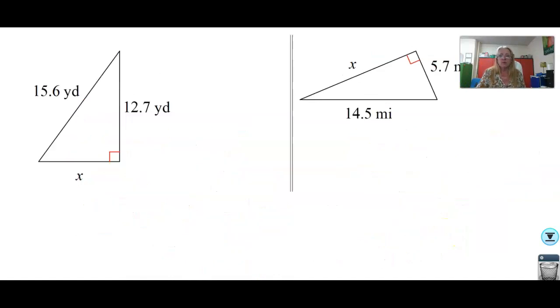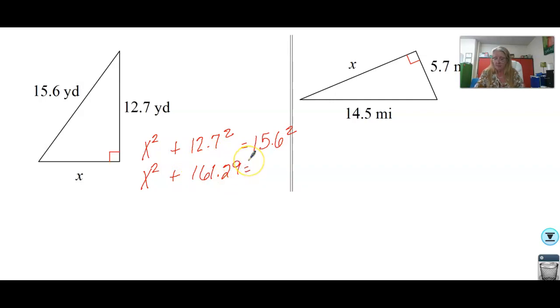Just a couple more examples. I want you to have plenty of examples to look at when you're working on your assignment. Again, we are missing a leg, so I'm going to show that the leg is missing, but I do have the other leg. 12.7 squared plus x squared equals 15.6 squared. Remember, you have to square everything. Okay, this is 161.29. And this is 243. It'll be a miracle if I haven't made a mistake on this. I'm doing this calculator so fast.